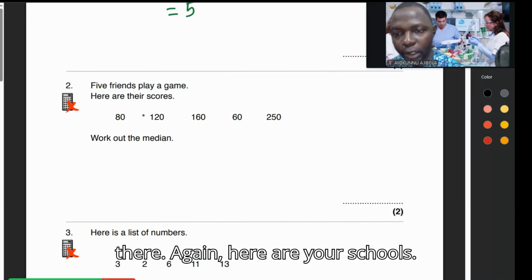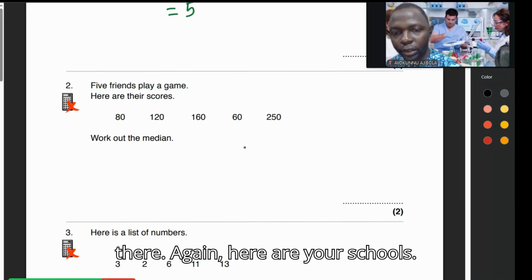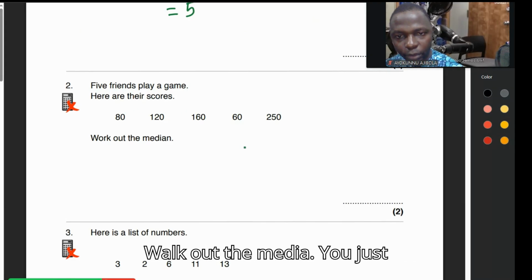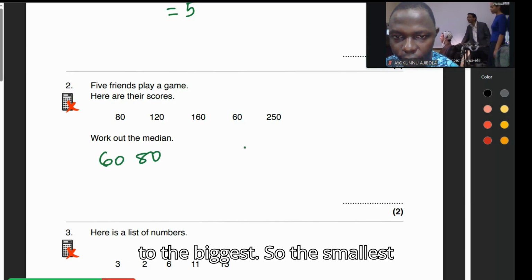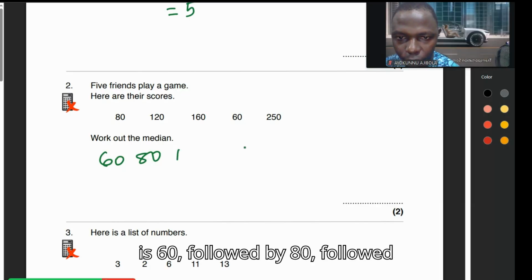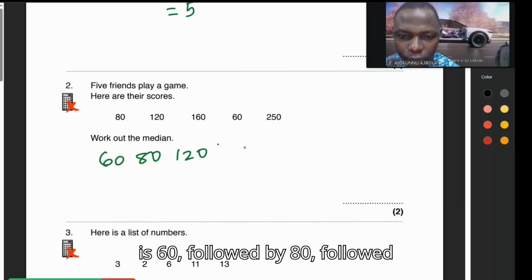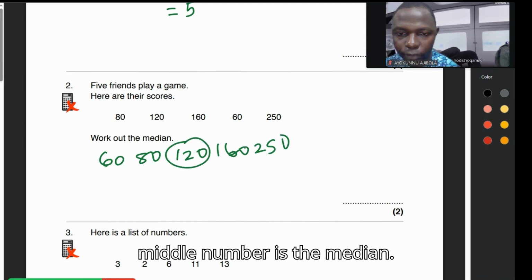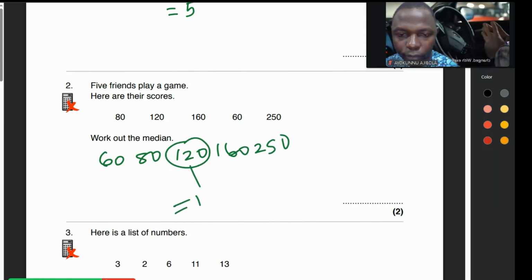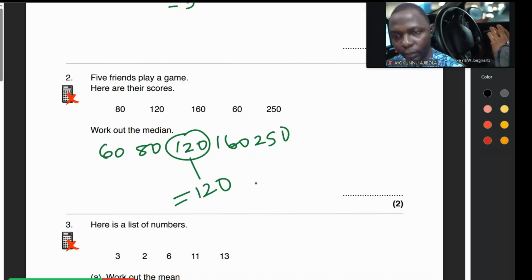5 friends play a game. Here are their scores. Work out the median. You just have to rearrange from the smallest to the biggest. So the smallest is 60, followed by 80, followed by 120, 160, and 250. So the middle number is the median, equals 120.